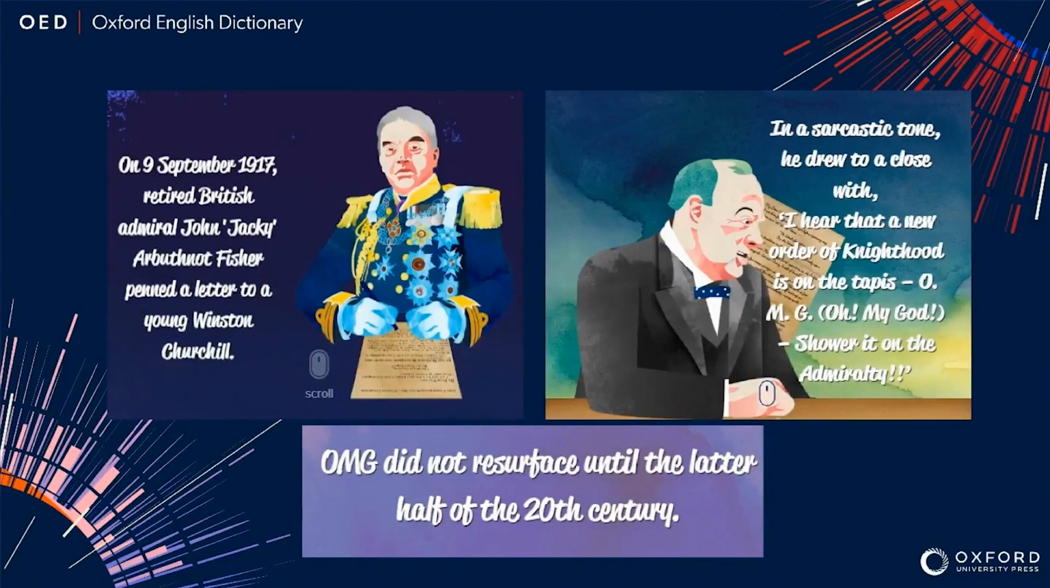On 9 September 1917, retired Admiral John Jackie Arbuthnot Fisher penned a letter to a young Winston Churchill. In a sarcastic tone, he drew his letter to a close with, "I hear that the new order of knighthood is on the tapis. OMG, oh my God, shower it on the Admiralty."